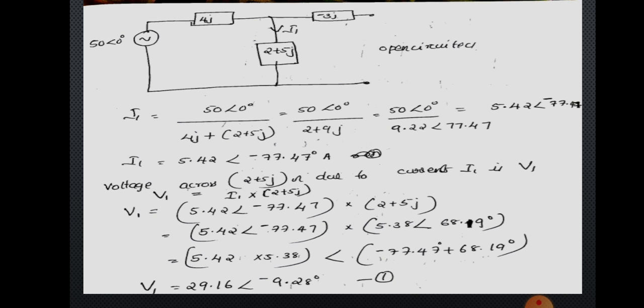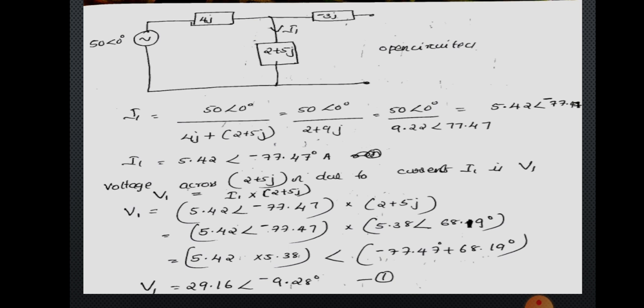In order to make the calculation easier, you can convert 2 plus 5j into polar form. You can convert it by using the calculator. So 2 plus 5j will give you 5.38 angle 68.19 degree. Once two polar forms come, you can multiply the magnitude terms of each polar form, and the angle terms can be added if the operation is multiplication. So you will get V1 equal to 29.16 angle minus 9.28. You can denote it as equation 1, because you are asked to find out the voltage across the 2 plus 5j ohm. Now you have found the voltage value due to the voltage source alone.